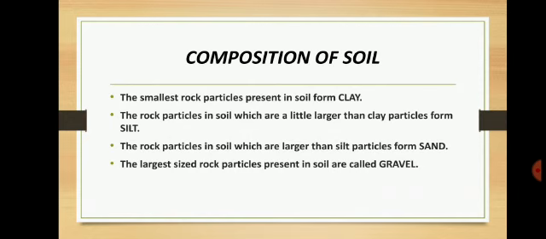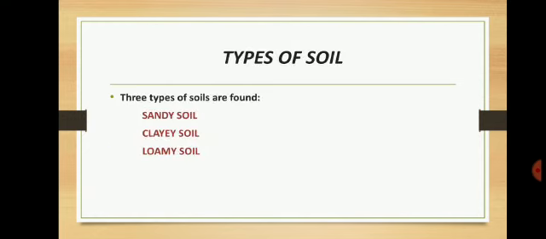Now soil can be classified basically into three types. Number one is sandy soil, which contains a greater amount of sand. Number two is clay soil. Number three is loamy soil. All these soils have different proportions of rock particles of different sizes. So now we will discuss these types of soil in detail one by one.